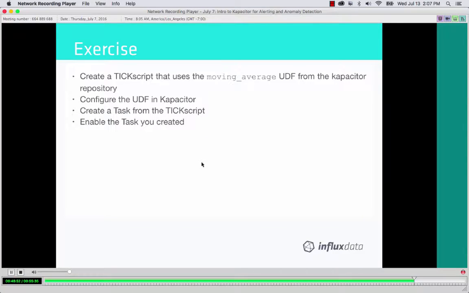We have an exercise that says we want to create a TICKscript that uses the moving average UDF in the Kapacitor repository. If you'd like to pull that down, you can do that and take a look at how it's implemented. We won't cover that here. Then we're going to configure the UDF in Kapacitor, create a task from the TICKscript, and then enable the task that we created.